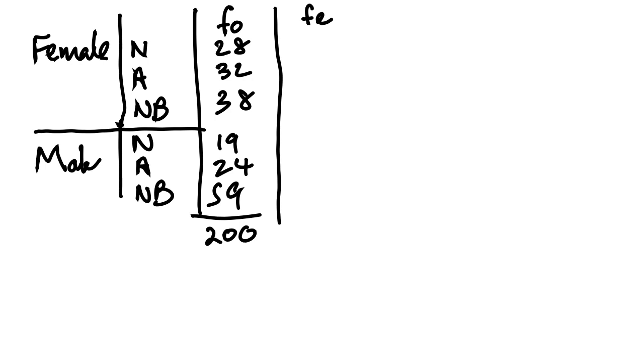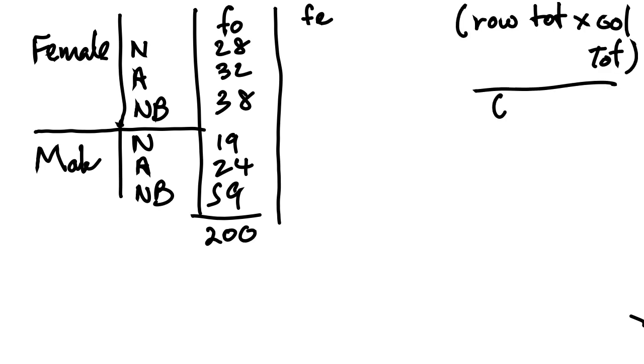Now to work out your FE, when you're doing this specific chi-square test, which is the test of association, you need to use the formula: row total, I'm just going to write tot for total, times column total, all divided by the grand total. That's the formula you need to use. This formula isn't given to you, so you need to remember this. Row total times column total over the grand total.